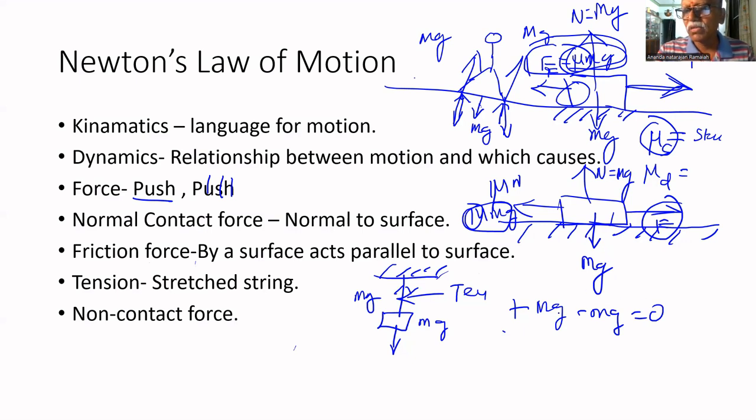That's why we have to resolve all vertical forces separately and horizontal forces separately. If you take all vertical forces, mg minus mg equals 0. For horizontal forces, F is the applied force and the opposite force is minus mu mg, and that is also equal to 0. That is the first law of motion.